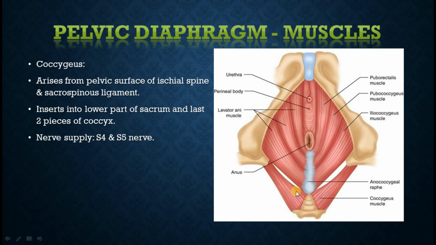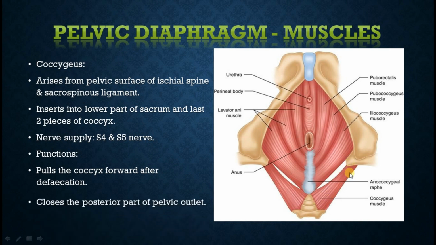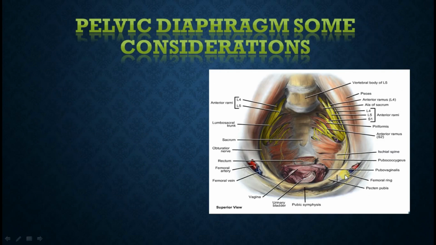Nerve supply is from the 4th and 5th sacral nerves. Mainly, when the fecal matter distends the anal canal, it pushes the coccyx backwards. So once the defecation is over, the coccyx comes forward by the contraction of the coccygeus muscle. So the coccygeus pulls the coccyx forward after defecation, and it is responsible for closing the posterior part, its contribution to the posterior part of the pelvic diaphragm. So thereby it closes the pelvic outlet.